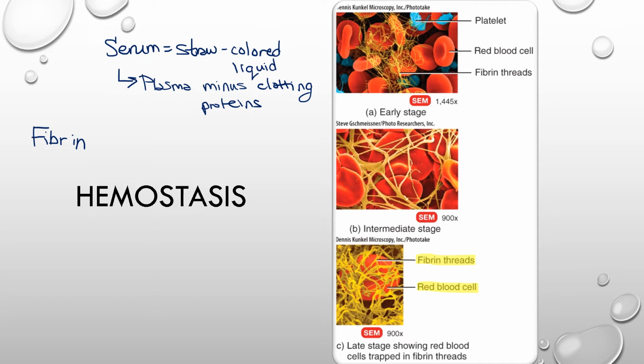Now, this process of gel formation, called clotting or coagulation, is a series of chemical reactions that ends in the formation of these fibrin threads. You can see it here in this top picture, looking like a spider web almost of fibrin threads, trapping all the formed elements, the red blood cells, platelets, white blood cells. Everything gets trapped in this spider web of fibrin threads.